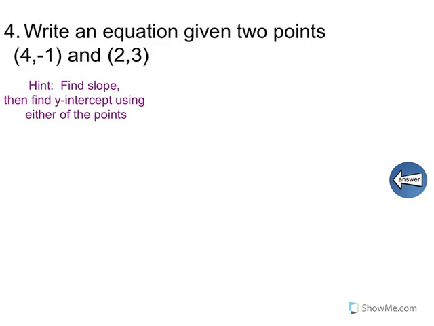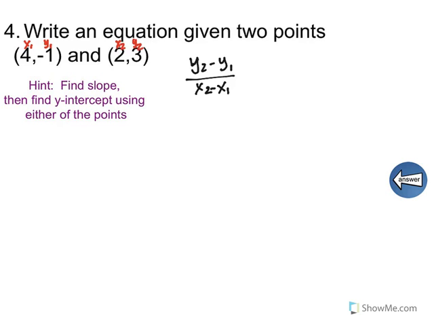We can also write the equation of a line given just 2 points. As long as we can find the slope, we can use the slope and our points to figure out what the y-intercept would be. So we want to start off by finding the slope. And so we use the slope formula. This is the y2 minus y1 over x2 minus x1. And so we need to label our points. This would be x1 and y1, x2 and y2.